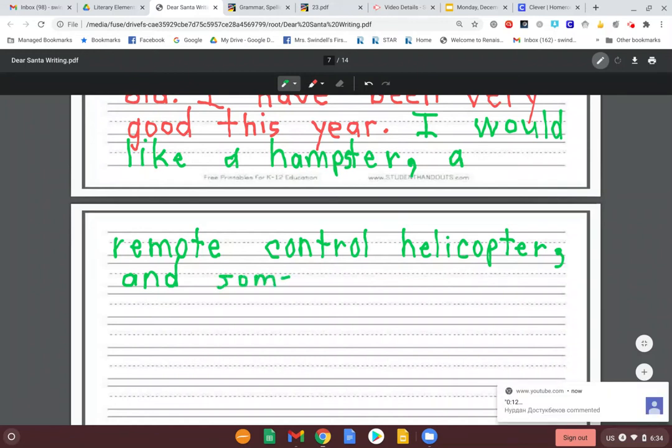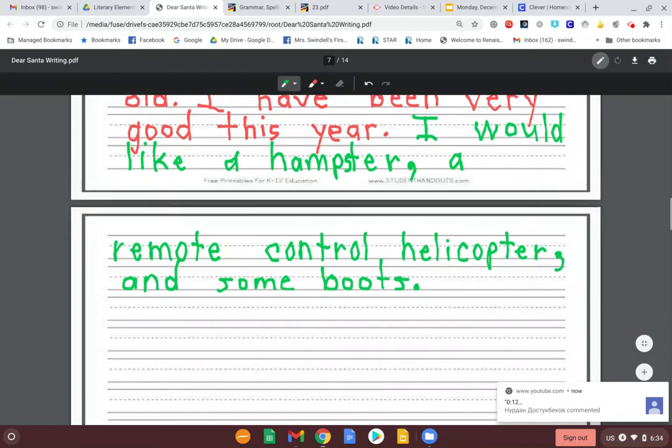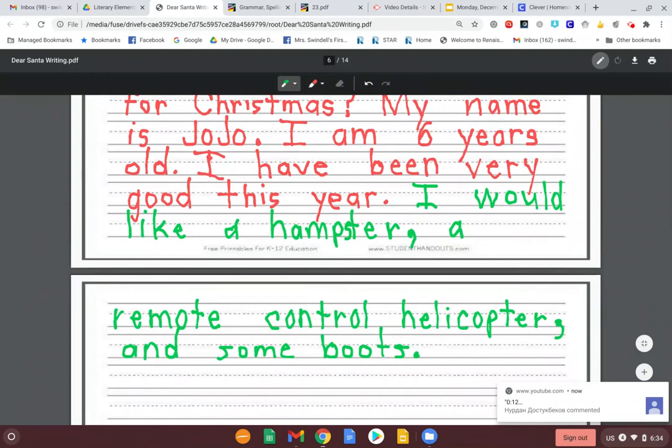boots. You might have grown out of your boots and need some more. So sometimes we have to ask for things we need and not just everything we want. It's more polite that way. Okay, you guys, we just used commas in a horizontal list or a series. I would like a hamster. That was one of my wants, a remote control helicopter, and some boots. So I have 3 items in my list that I would like.